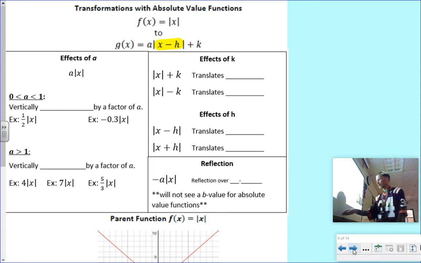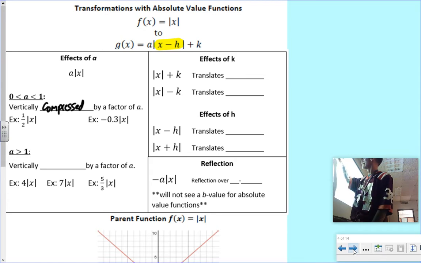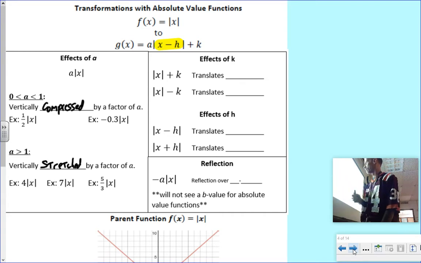Okay, so if you remember from previously, our A value, that number that's stuck in front of the function, that's our vertical stretch or compression. It's vertically compressed if it's less than 1, and vertically stretched if it's greater than 1. Remember those can be written as decimals or fractions, and the negative doesn't matter for compression or stretch. The negative, we'll talk about in a second. That's when it just gets reflected. But just look at the number itself: less than 1 compressed, greater than 1 stretch.